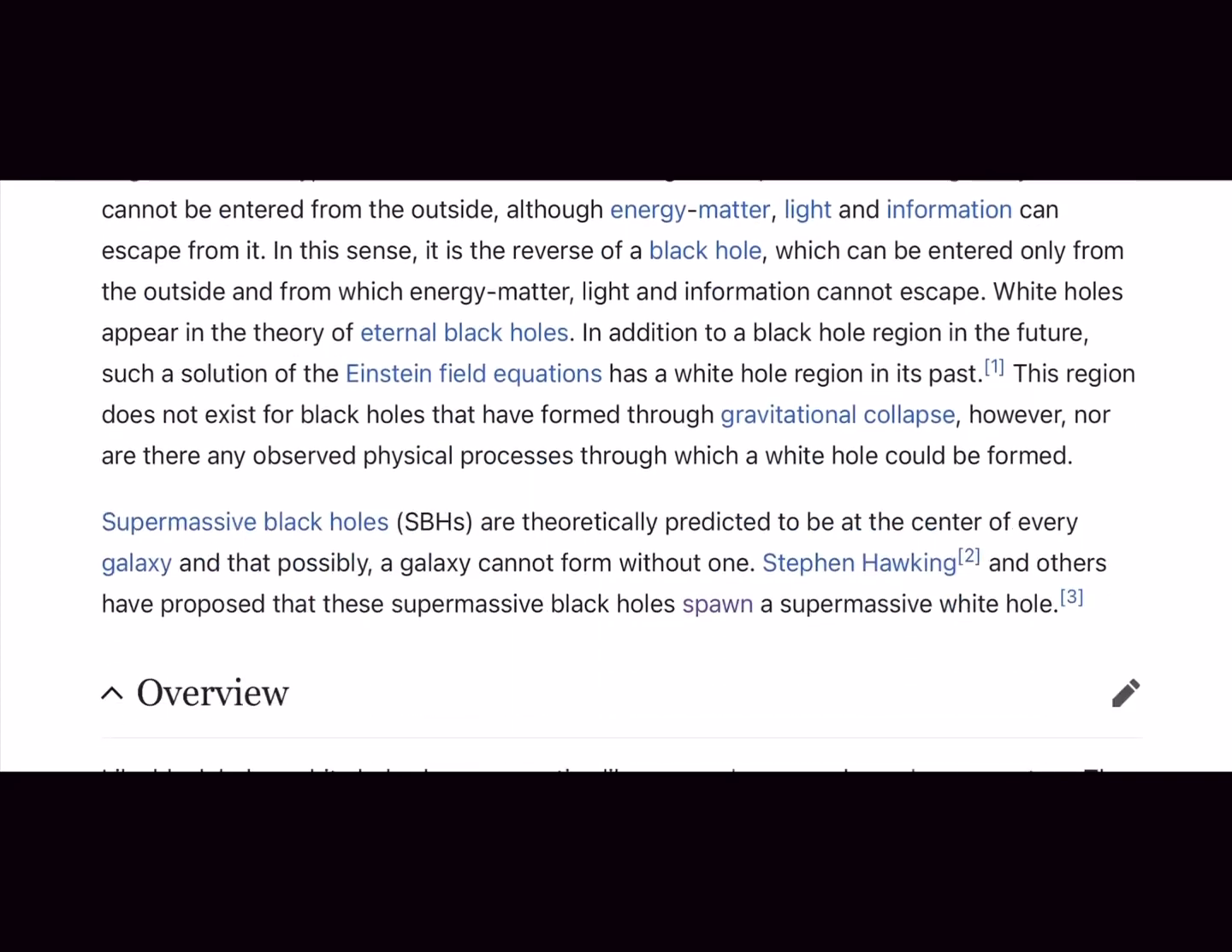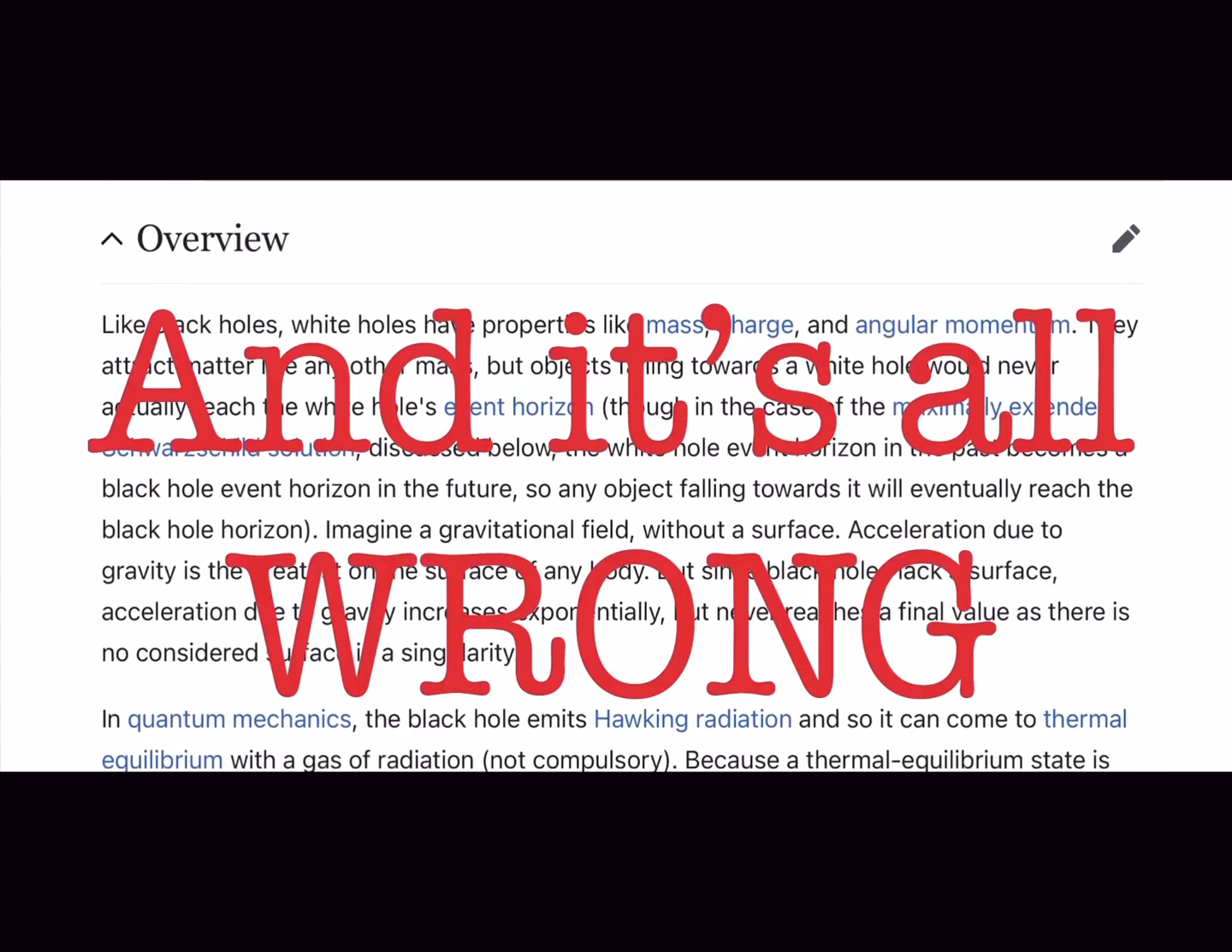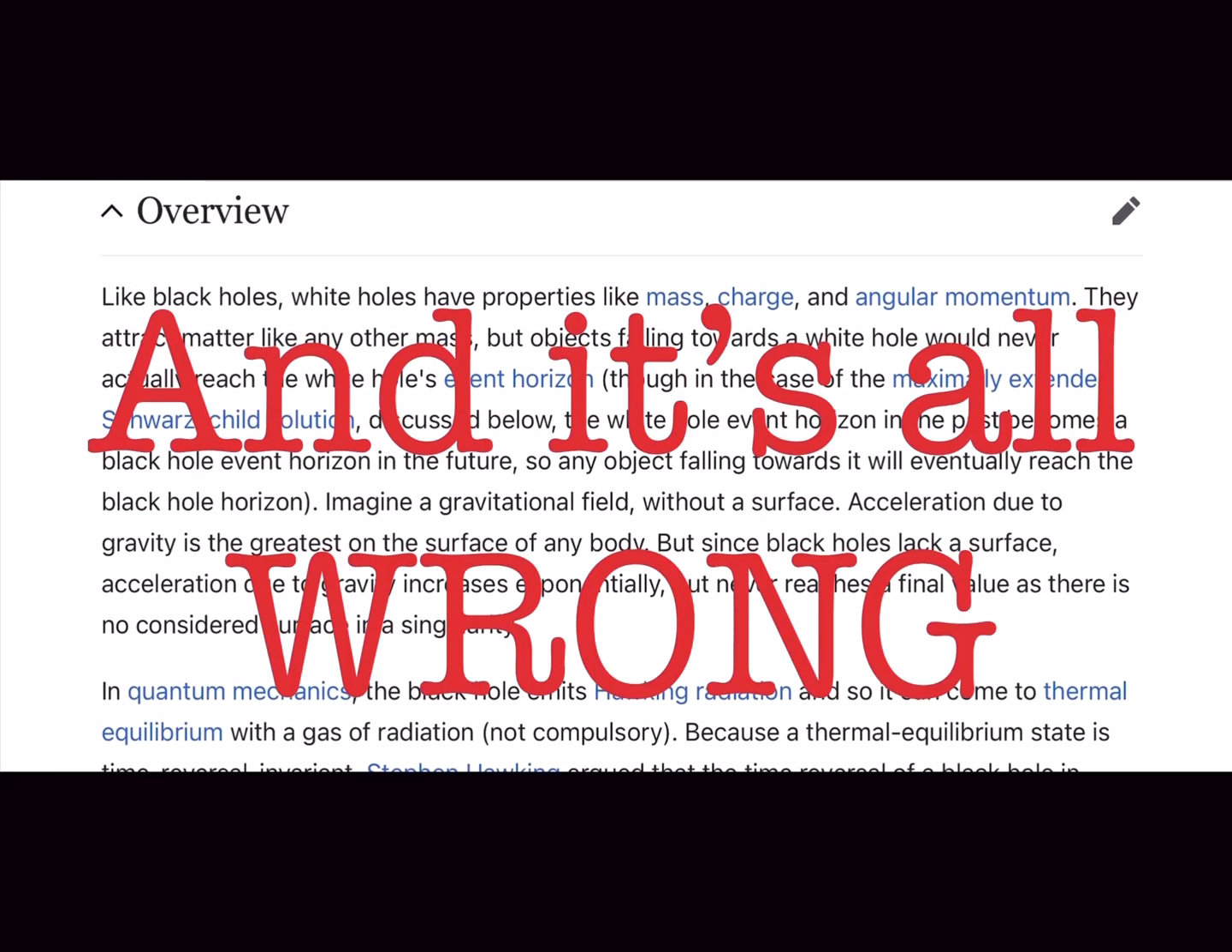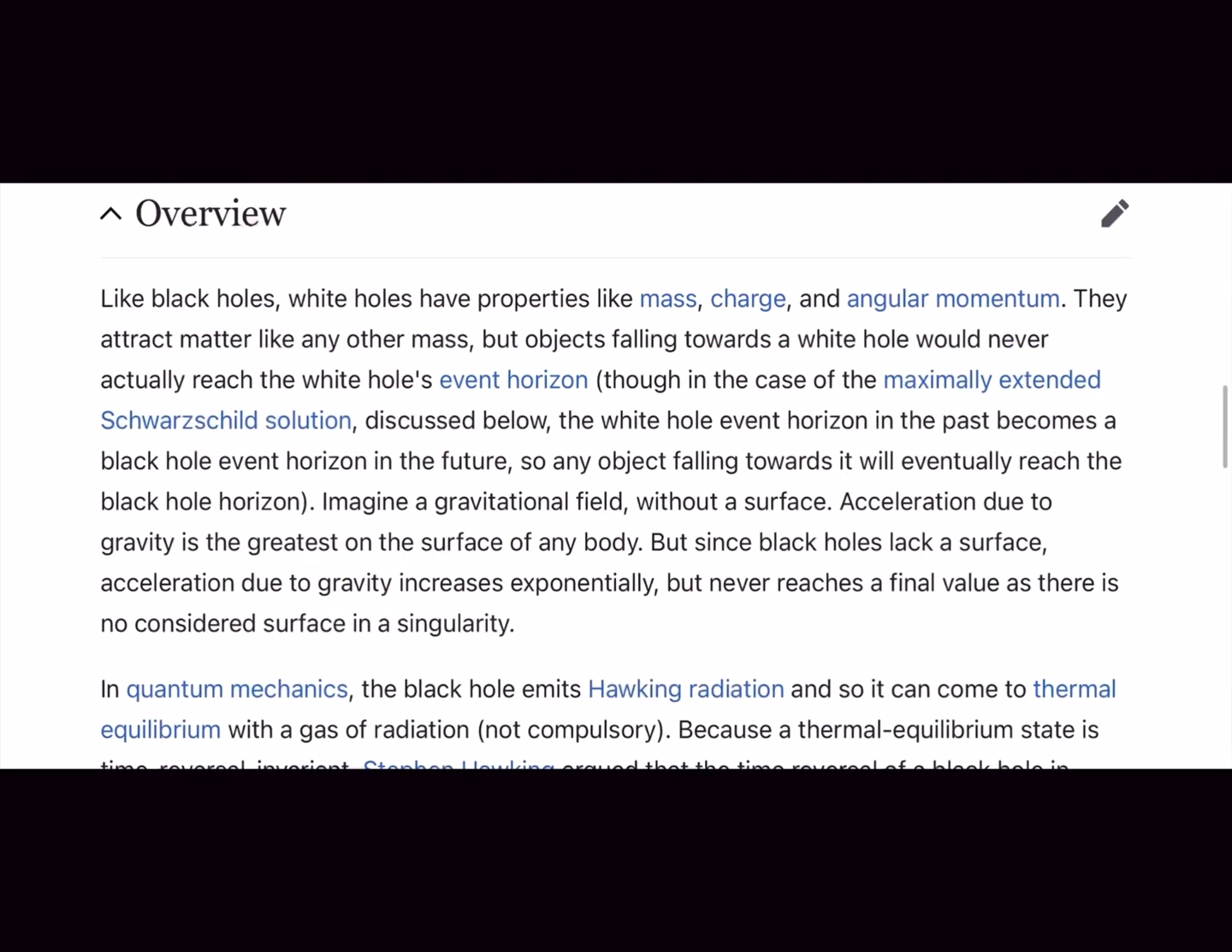So this is the current Wikipedia page on white holes. And we can see how absurd things really get. Like black holes, white holes have properties like blah blah blah. They attract matter like any other mass. They don't. But if we assume they do, well, the next thing written is, but objects falling towards a white hole would never actually reach the white hole's event horizon. Now how the hell can matter be attracted to it but never reach it? That makes absolutely no sense.